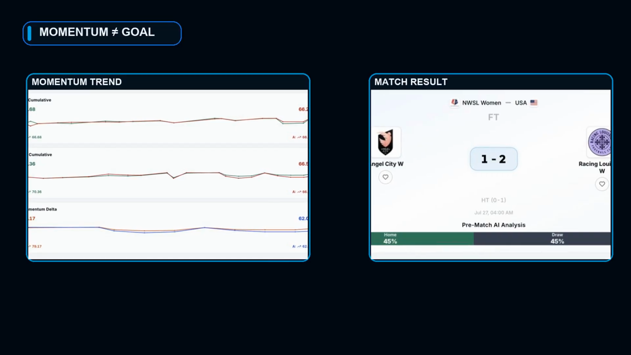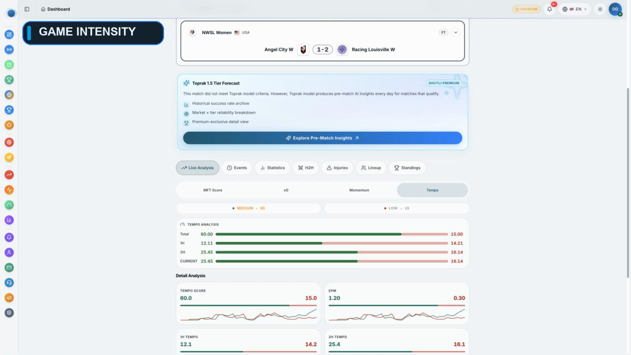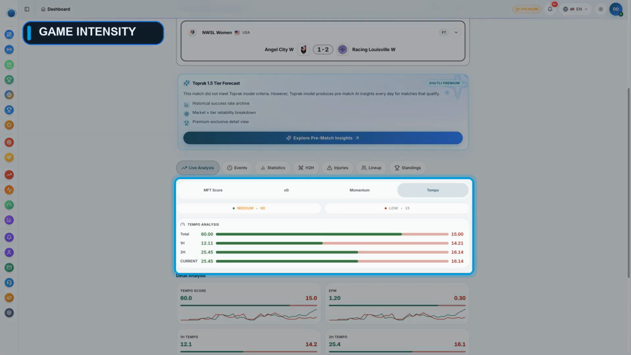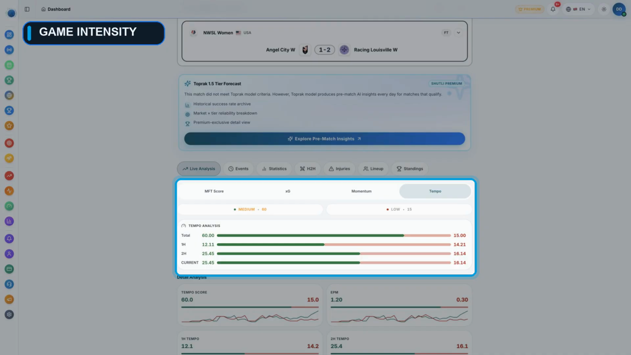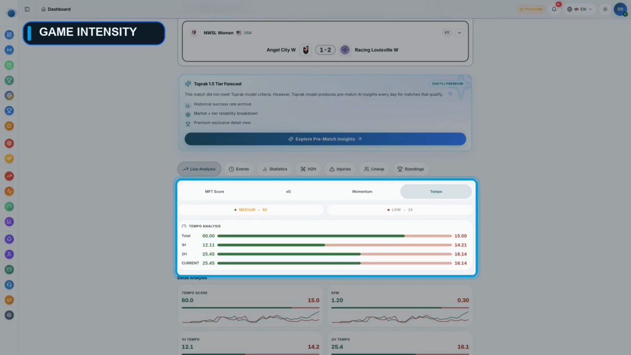Tempo shows event frequency and the rhythm of play. The home side has a tempo score of 60 with the label medium. The away side has 15 with low. Events per minute, or EEPM, is 1.20 versus 0.30, showing a denser flow of events on the home side.